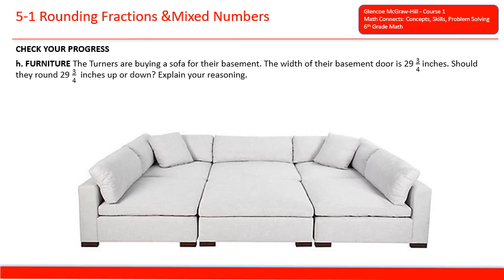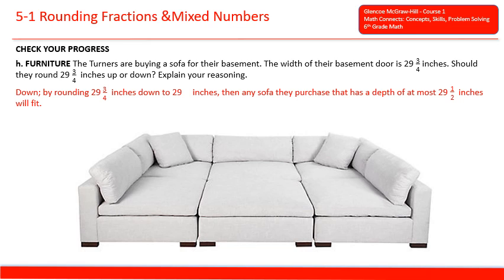Check your progress. The Turners are buying a sofa for their basement. The width of the basement door is 29 3/4 inches. Should they round 29 3/4 inches up or down? And explain your reasoning. I'm going to round it down. By rounding 29 3/4 inches down to 29 inches, then any sofa they purchase that has a depth of at most 29.5 inches will fit.